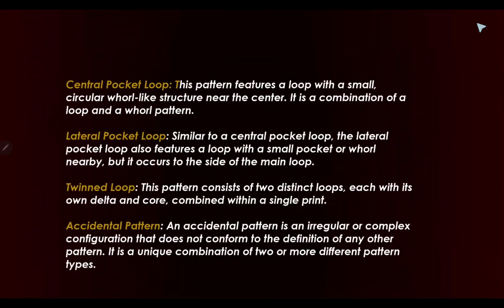Again there are four types under that: central pocket loop, lateral pocket loop, twinned loop and accidental patterns. The central pocket loop pattern features a loop with a small circular whorl-like structure near the center. It is a combination of a loop and whorl pattern. So the central pocket loop is a combination of loop and whorl pattern.